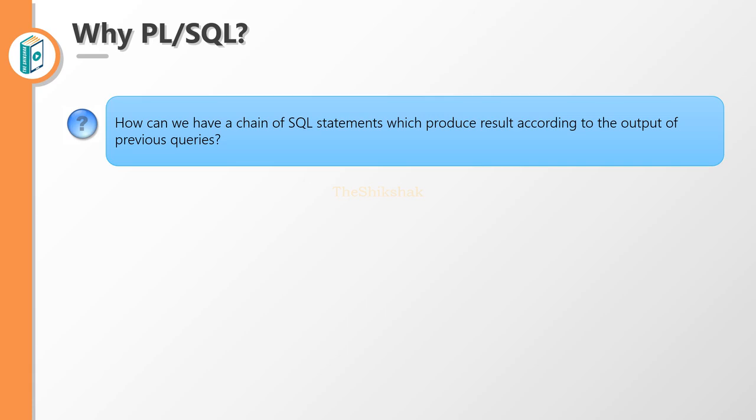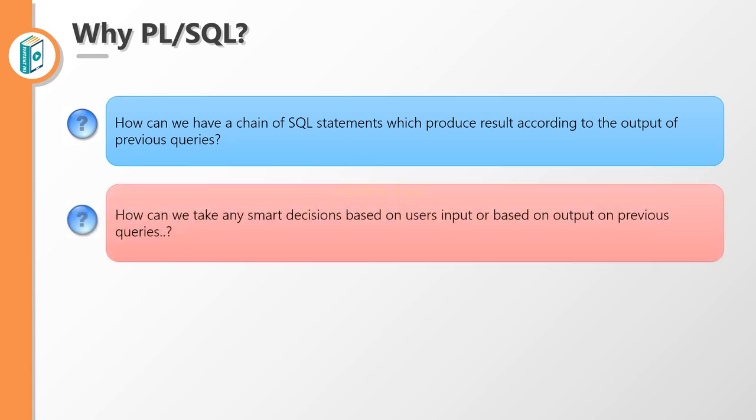But what doesn't happen is, suppose I have selected data from the employee table, and based upon the output of that table, I want to insert some data. I want to make a decision. If there are more than 15 employees, I should not insert data into that. What if I want to make such decisions based upon the results of previous queries? How can I make smart decisions?